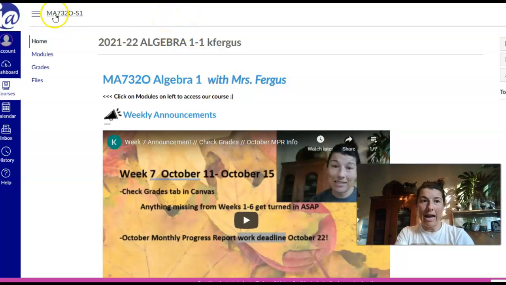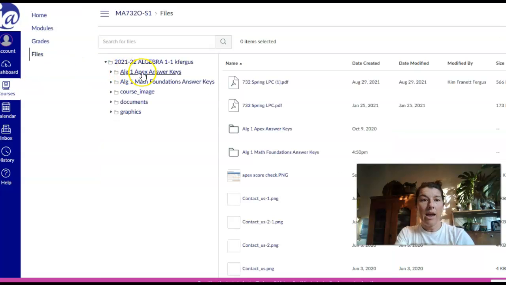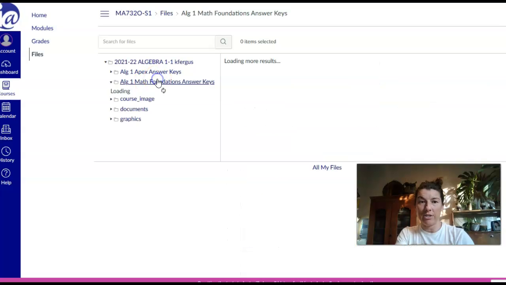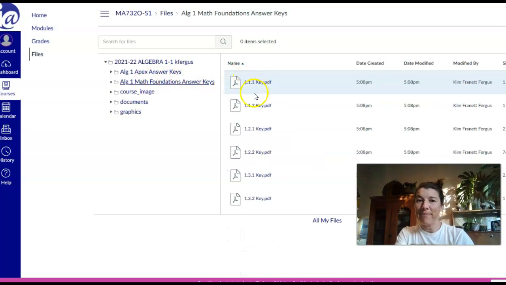So go back to our Algebra 1 class in Canvas, and on the left-hand side here on Files, if you click on that, I have the answer keys. So you want to click on the Algebra 1 Math Foundations answer keys, and there they are.